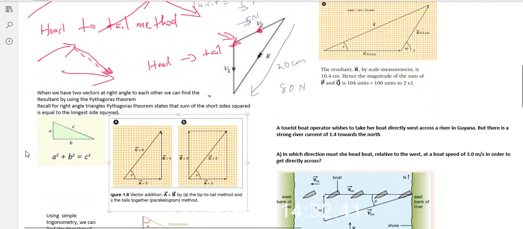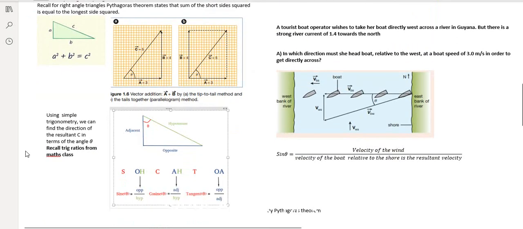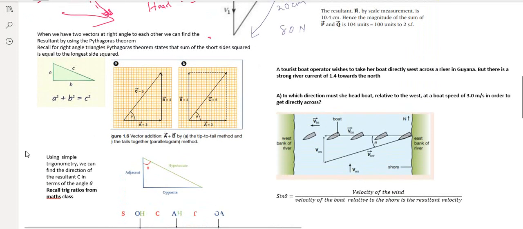Now there are other ways of writing this. As a matter of fact, whenever we get vectors that form a right angle when we put them together, we have to apply what we call the Pythagoras theorem to find the resultant. Just bear in mind that this vector here is using what we call the tip to tail method. It's the same thing as the head to tail method, where you ensure that the head of one vector touches the tail of another vector.